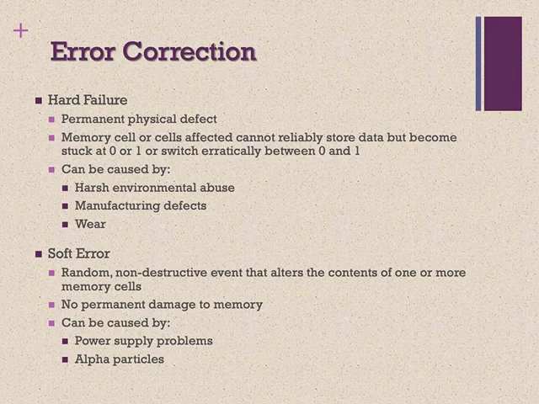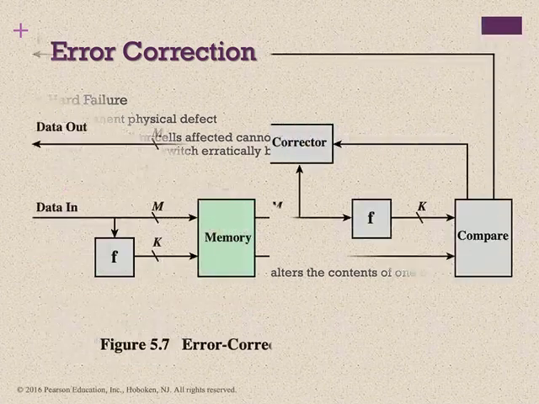Soft errors are random non-destructive events that alter the contents of one or more memory cells. There is no permanent damage to the memory, and it can be caused by power supply problems or alpha particles.